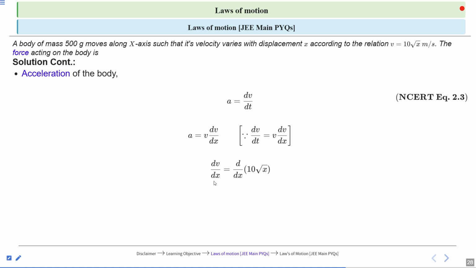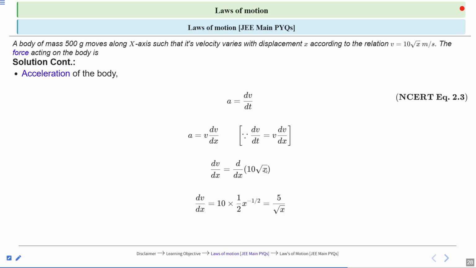So dv upon dx is the differentiation of v with respect to x. It will be d upon dx of 10 root x. So after differentiation, dv upon dx is 10 into the differentiation of root x, which is 1 by 2 x raised to the power minus 1 by 2, equal to 5 divided by root x. So this is the differentiation of 10 into root x.